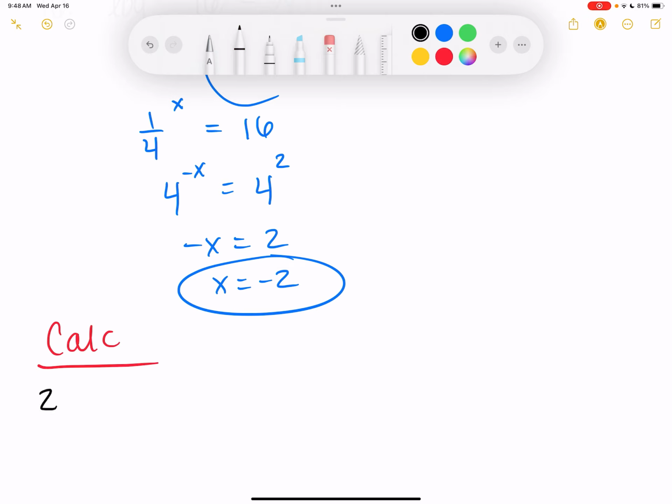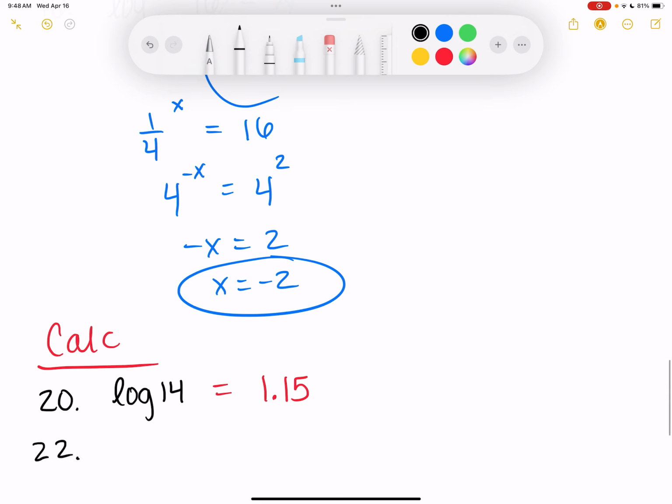Number 20. The log of 14. On your calculator, you're going to hit that log button, and then type 14 and hit enter. To 2 decimal places, tell me what it is. 1.15. Log of 14. Yes.